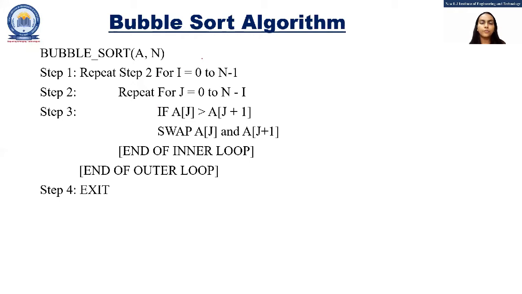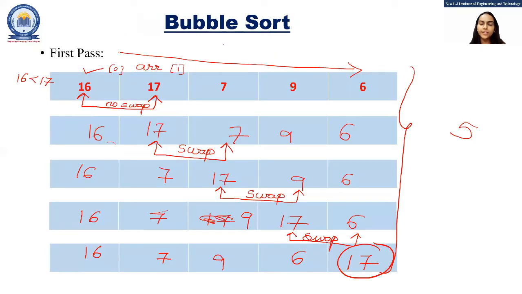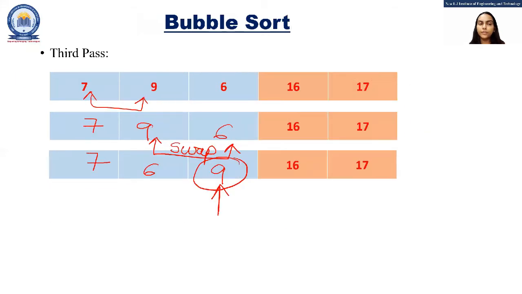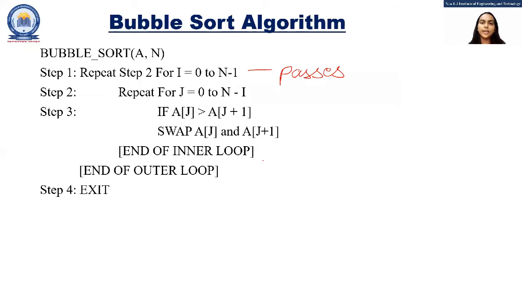So we would have two loops, one for the passes, right? So how many passes does it have? We have seen that here in this example, if the array size is 5, we went till the fourth pass, right? And once it is done on the fourth, at the fifth we got the answer, right? So one loop is for the number of passes, and the second loop is for the number of comparisons.